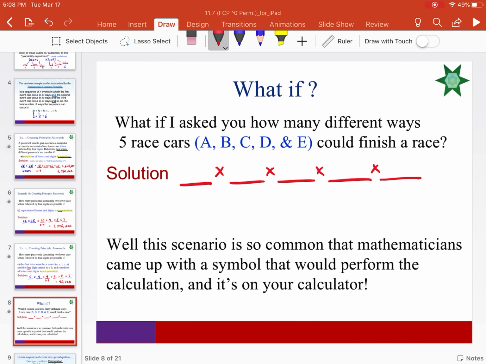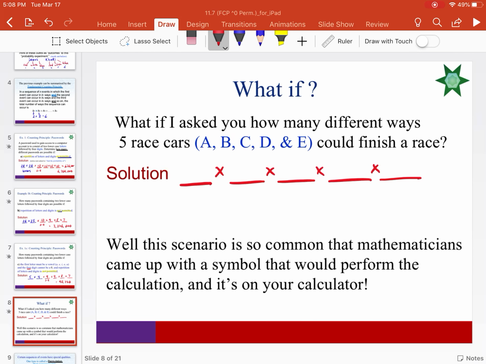Well, when you start the race, there are 5 different choices for first place. All 5 cars have a chance to win. Now, once first place is determined, there are 4 cars left for second, 3 cars left for third, 2 cars left for fourth, and 1 car left for fifth. Well, 5 times 4 times 3 times 2 times 1 is 120 possible ways that could happen.